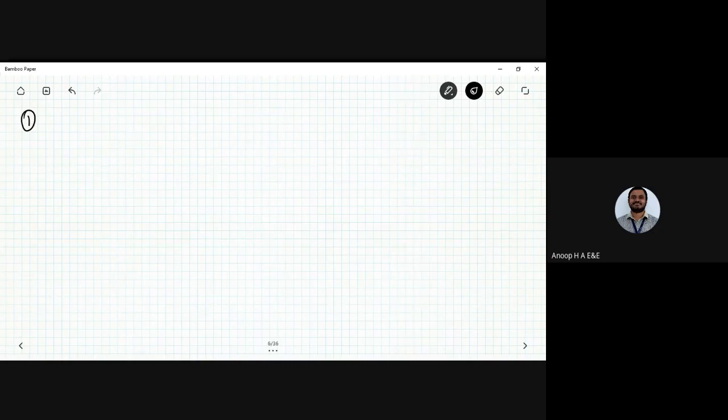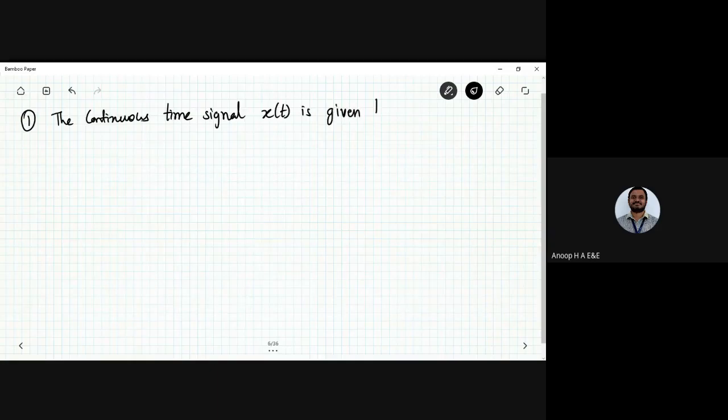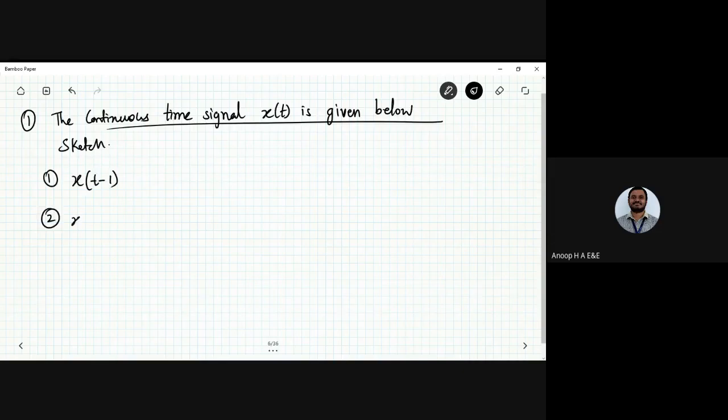Yes, this is the problem. The continuous time signal x of t is given below. Sketch, first one, x of t minus 1. Second one, x of t plus 2. And third one, x of minus t. Okay, the signal x of t goes this way.